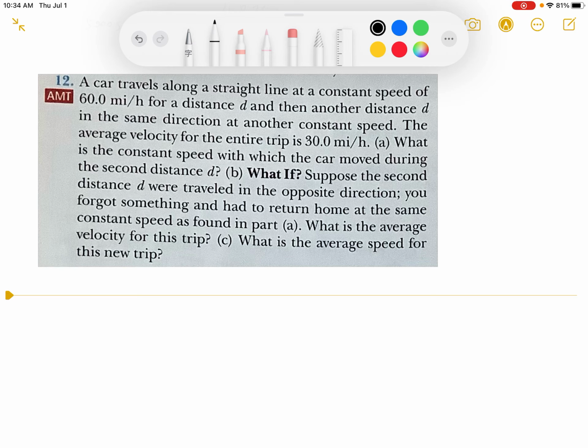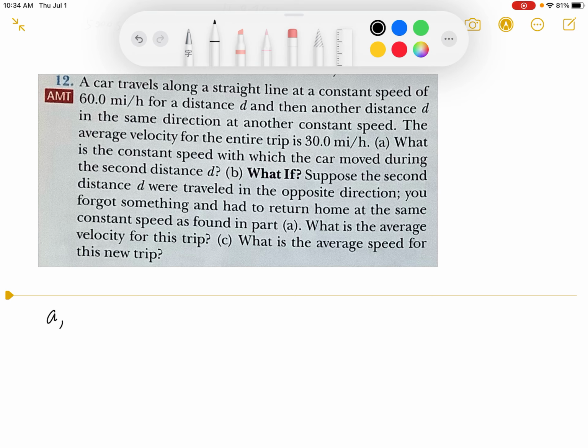Hey everyone, today I'm going to show you how to do this physics problem. And here's the question. For part A, we need to find the constant speed for the second distance. So part A.